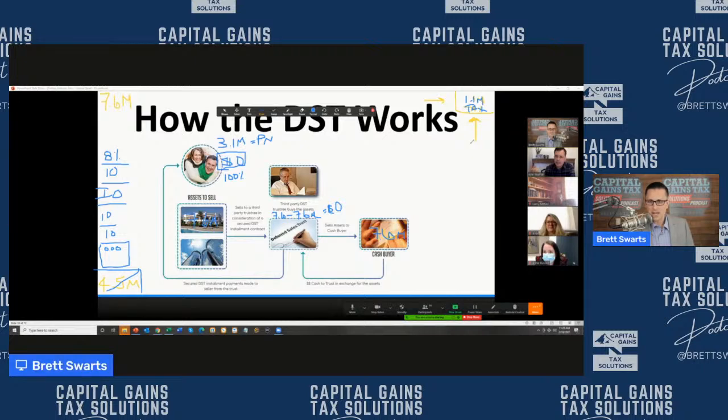Here's a deal I just did in Aptos, just south of Santa Cruz. $7.9 million sale. They had about $1.9 million of debt. Paid off the debt, deferred the $2.6 million of tax. Very happy. Here's that primary home sale I told you about in Palo Alto. $8.3 million sale.